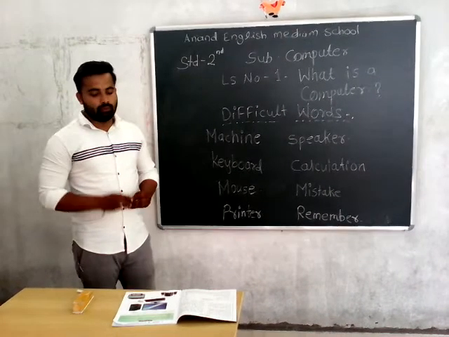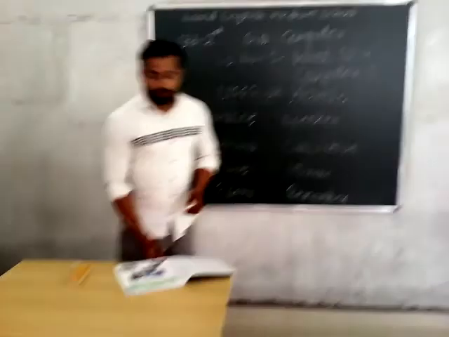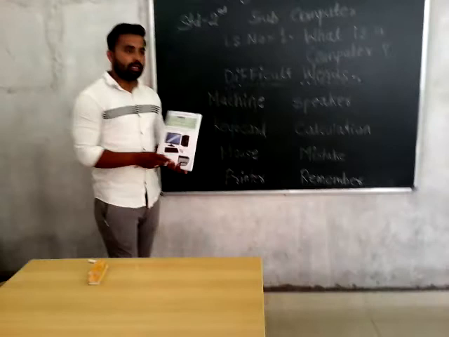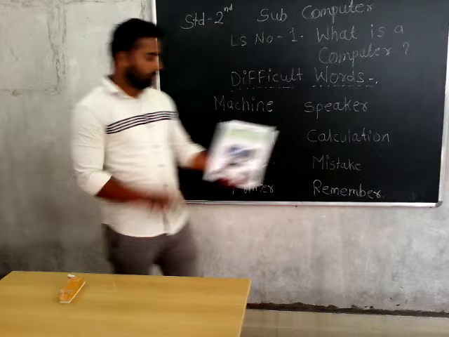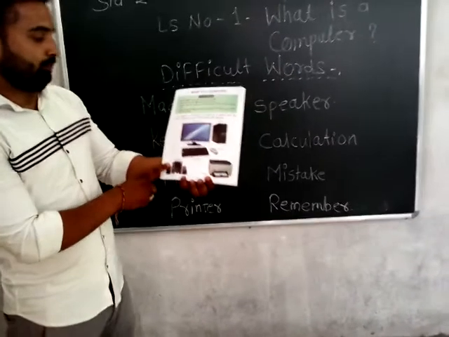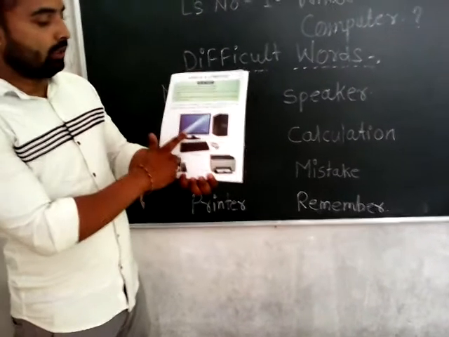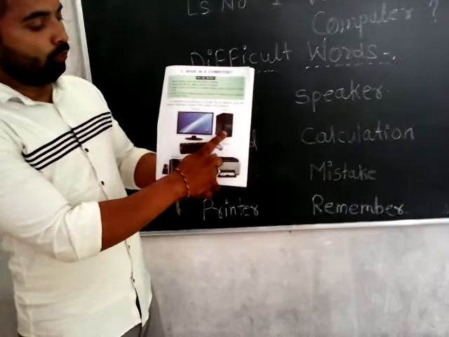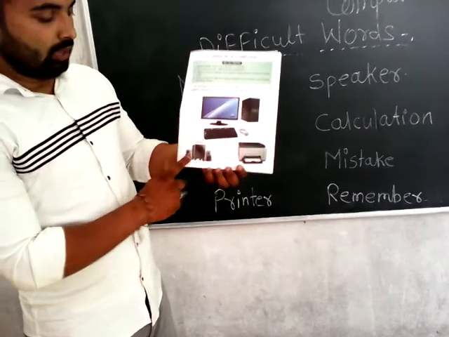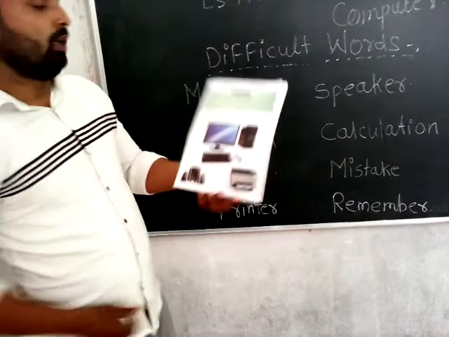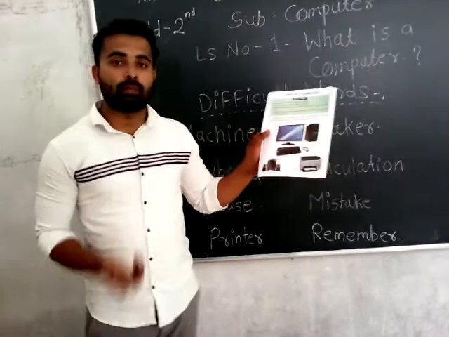In this lesson we are going to start the computer's parts. Last year we also studied what kind of parts a computer has. First of all, these are the parts of the computer. First one is the keyboard. Second one is the monitor. This is the CPU. This is the mouse. These are the speakers, and as usual, this is the printer. Then we will see what the uses of the parts of the computer are.